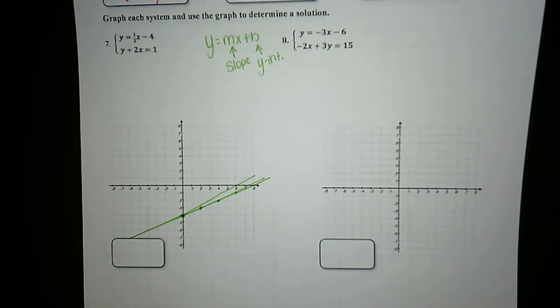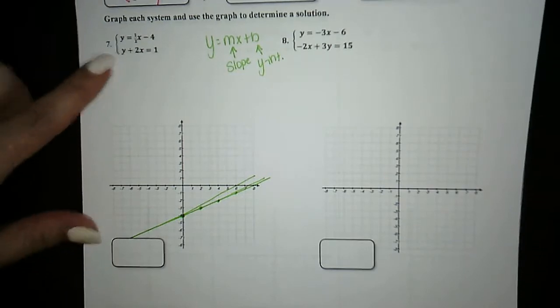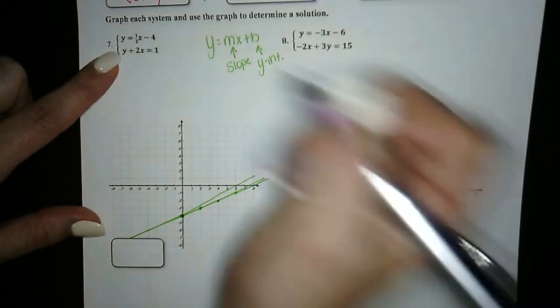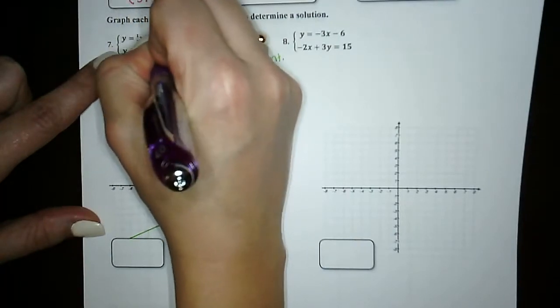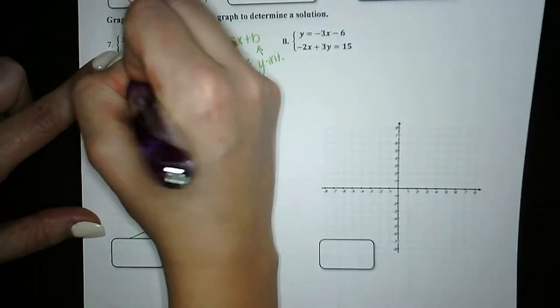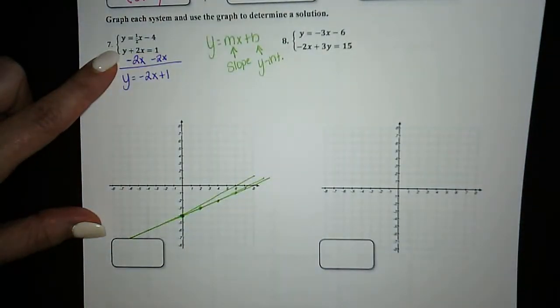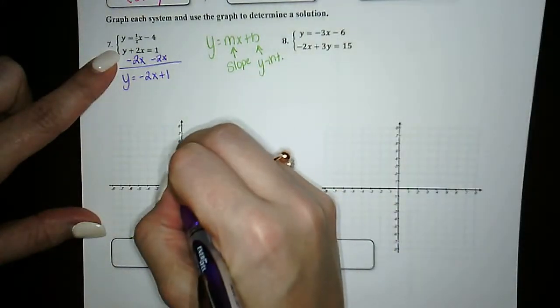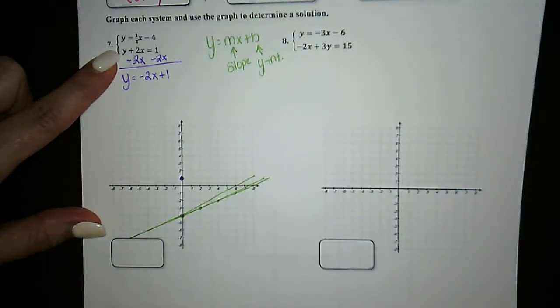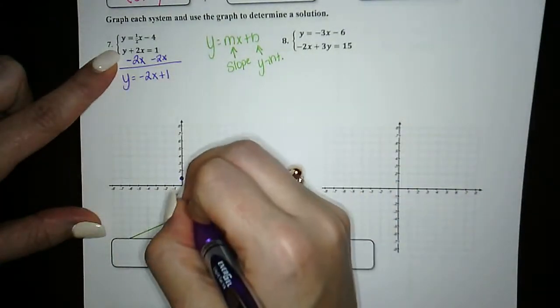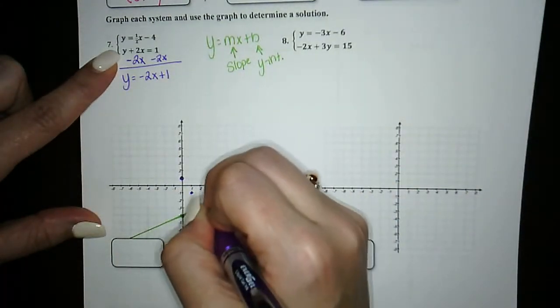Okay, now let's look at the next one. Uh-oh, it's not y equals, so get y by itself. All we have to do is subtract 2x on both sides. We get y equals -2x plus 1. Graph your point. So it's +1 for my y-intercept, and my slope is negative, so it's going to go down this way. So it's down 2 over 1, and then connect the dots.